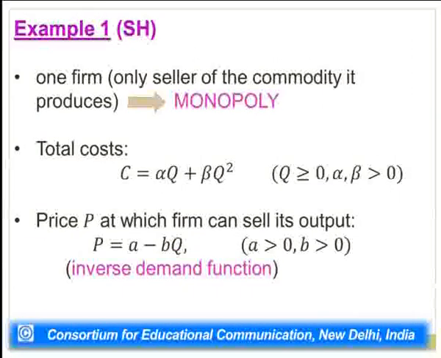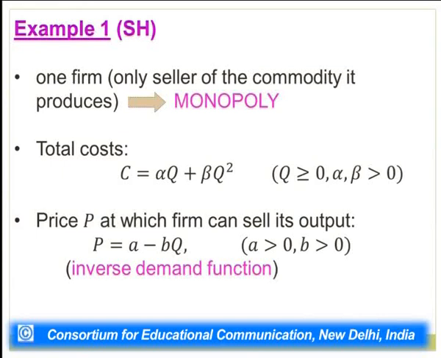Right, so let's look at our first example, which is an example borrowed from the textbook that we are using for this course. It's a textbook by Sydsaeter and Hammond. I've adapted it just a little bit because I wanted to ensure a particular flow of the discussion here. So anyways, the story goes like this. Let's suppose there is a single firm in the market, and this firm is the only seller of the commodity that it produces. In economics, whenever there's only one firm and it's the only seller of the commodity it produces, we say that such a firm enjoys a monopoly in the market.